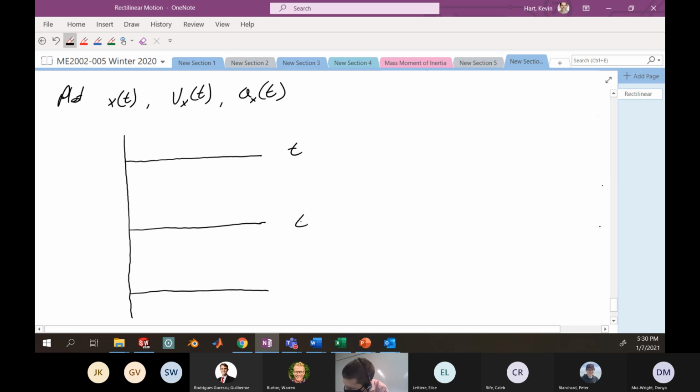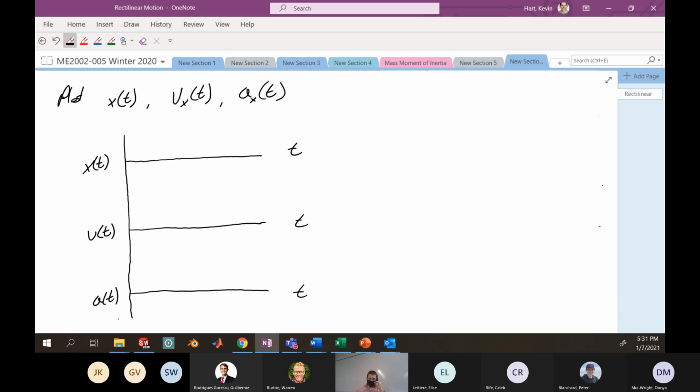Okay, so here's time. Let's do our position here, which is x(t). We have velocity, and we have acceleration.